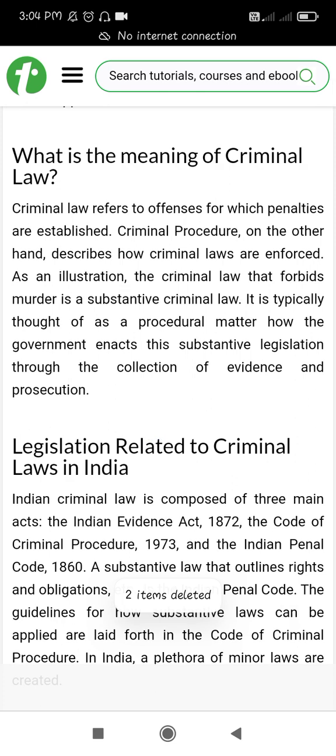What is the meaning of criminal law? Criminal law refers to offenses for which penalties are established. Criminal procedure, on the other hand, describes how criminal laws are enforced. As an illustration, the criminal law that forbids murder is a substantive criminal law. How the government enforces this substantive legislation through the collection of evidence and prosecution is typically thought of as a procedural matter.